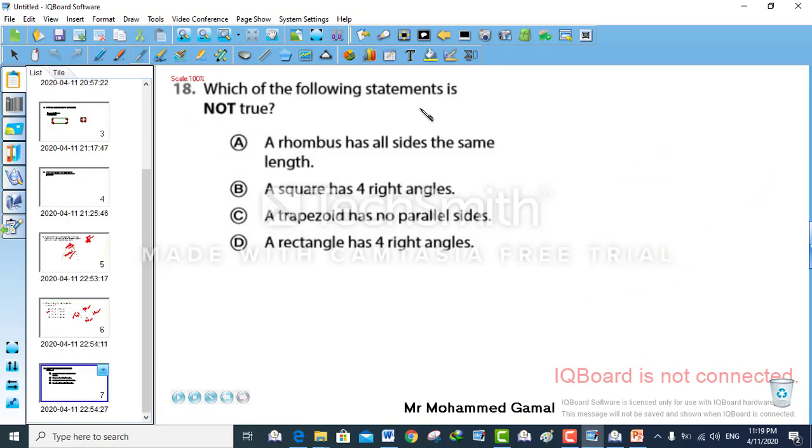Now question number 18. Which of the following statements is not true? So if it is true, I will not select it. If it is not true, I will choose it.